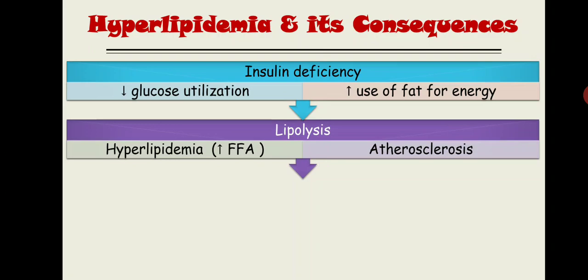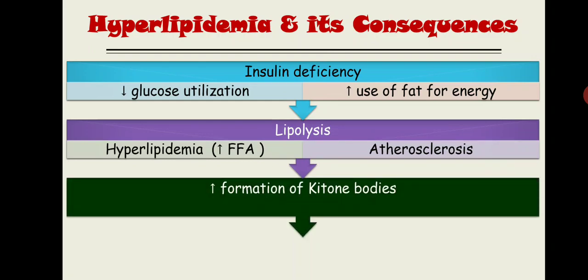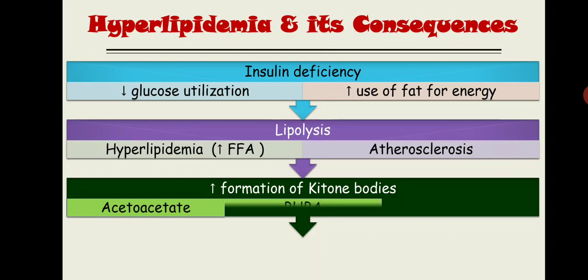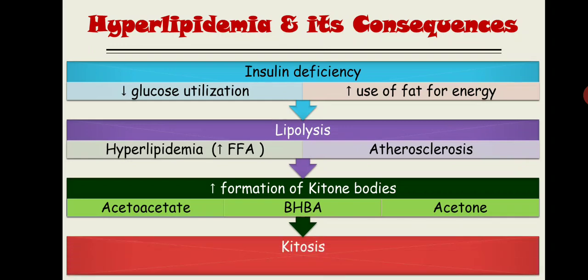Now here's the thing, if this free fatty acid level is high, then the free fatty acid is transferred inside the mitochondria by the carnitine pathway. Ultimately it will lead to increased formation of ketone bodies. Now you know there are three types of ketone bodies. One is acetoacetate, another one is beta hydroxybutyric acid, and the last one is acetone. Now once these ketone bodies enter the circulation and the number of ketone bodies is increased, that condition is known as ketosis.